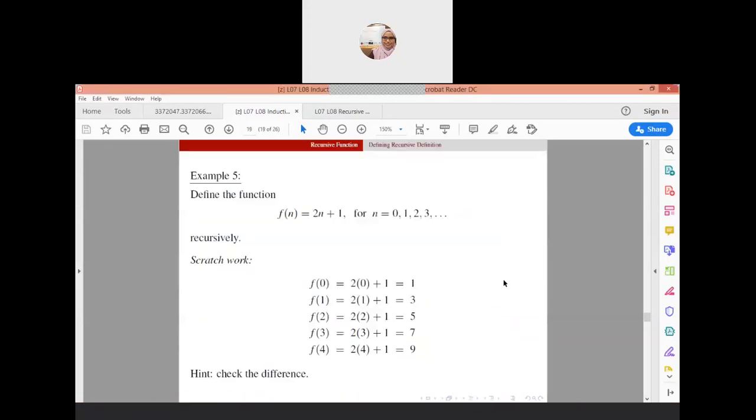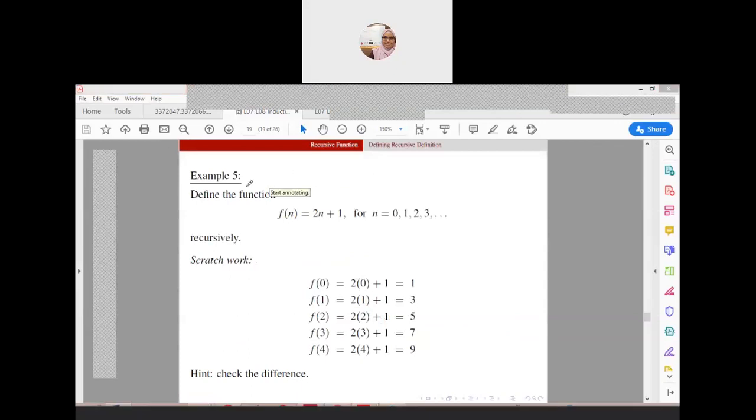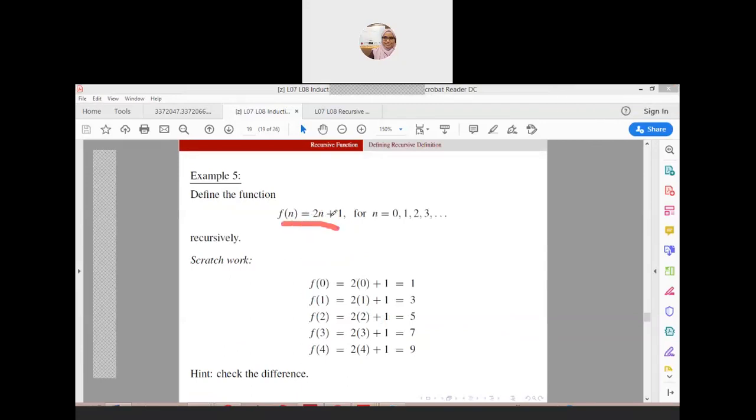Okay, for example 5, define the function. So now we know that this is our function f(n) = 2n + 1, for n = 0, 1, 2, 3. This information is really important because we want to know our basis step. So now we know that our basis step begins with n = 0. This is the threshold that we have to do, which is f(0).